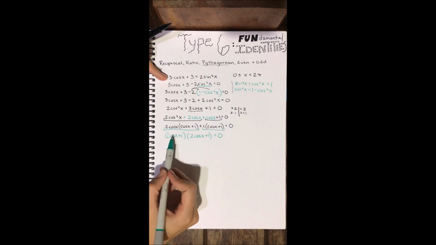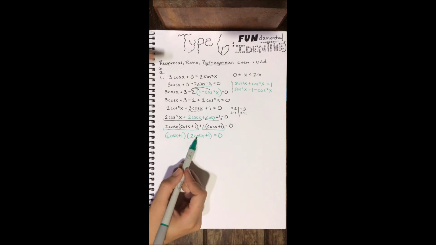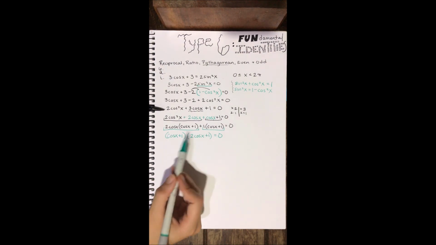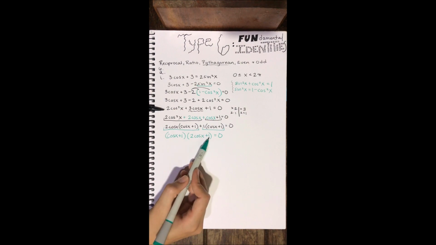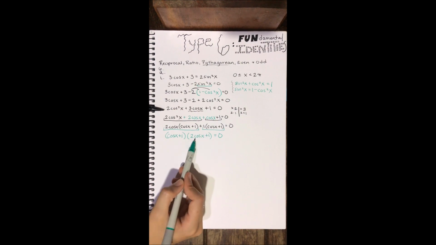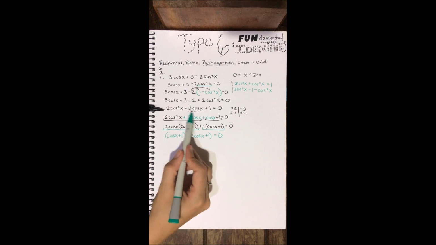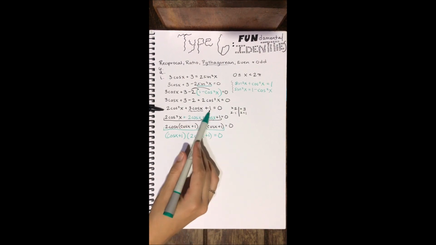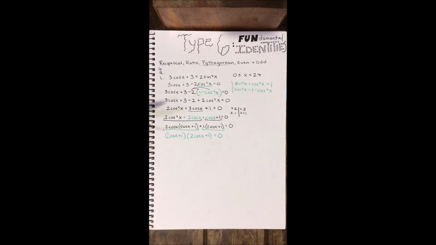Not sure if you did it right? Check. Cosine x times 2 cosine x is 2 cosine squared x. Cosine times 1 is cosine. 1 times 2 cosine is 2 cosine. 1 cosine plus 2 cosine is 3 cosine, and 1 times 1 is 1. So we know we've done everything correctly.